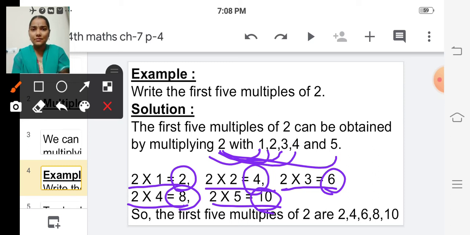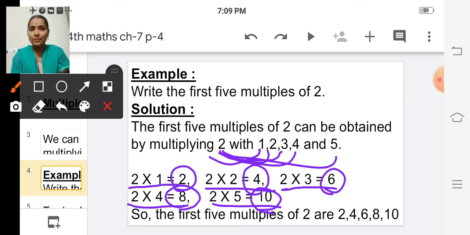So the first 5 multiples of 2 are 2, 4, 6, 8 and 10. Okay children. So you can use this method or you can directly write the multiples using the skip counting method. Okay. So skip counting by the given number. Have you all understood children?